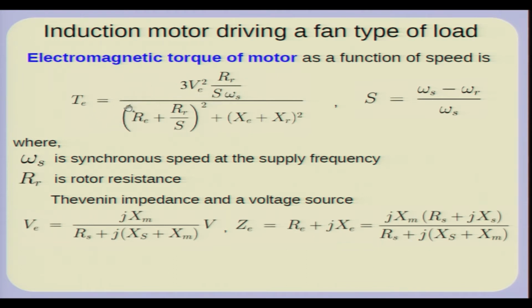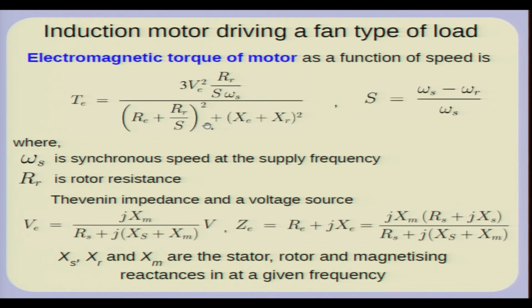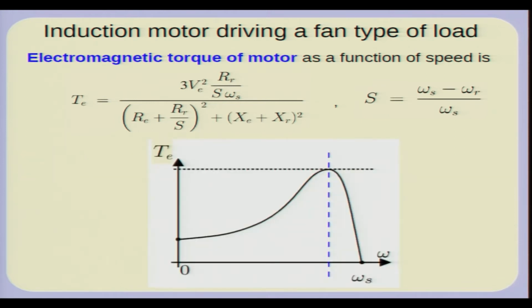So, if you put limit s tending to 0, this will in fact come out to be 0. So, electrical torque is 0 when slip is equal to 0, and when slip is equal to 1, of course, you will get a certain value. Slip equal to 1 corresponds to 0 speed. Slip equal to 0 corresponds to speed being equal to omega s. If you put limit s tending to 0 here, you will find that this torque also becomes equal to 0. So, this characteristic in fact looks like this.